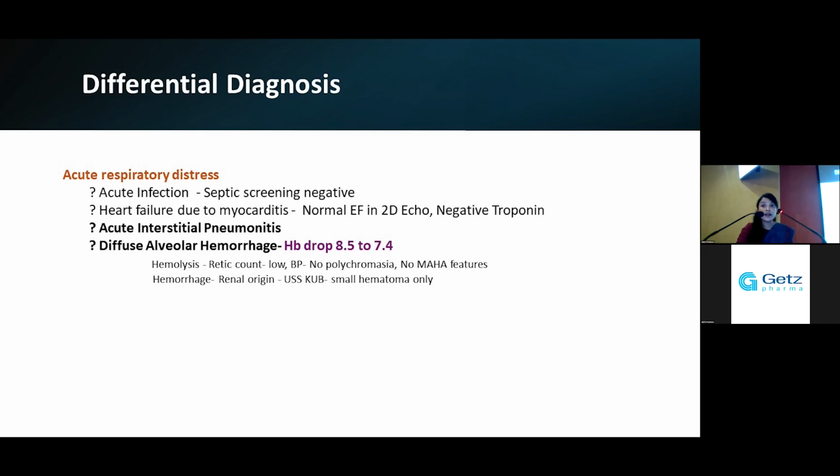As the patient had a background of interstitial lung disease in the background of SLE, acute interstitial pneumonitis should be considered. And apart from that, as there was a significant hemoglobin drop, diffuse alveolar hemorrhage was also considered. To exclude other bleeding, we did hemolytic screening, but it was negative. And as the patient had a macroscopic hematuria following the renal biopsy, we arranged an ultrasound scan KUB to exclude renal origin hemorrhage, but it showed only a small hematoma.